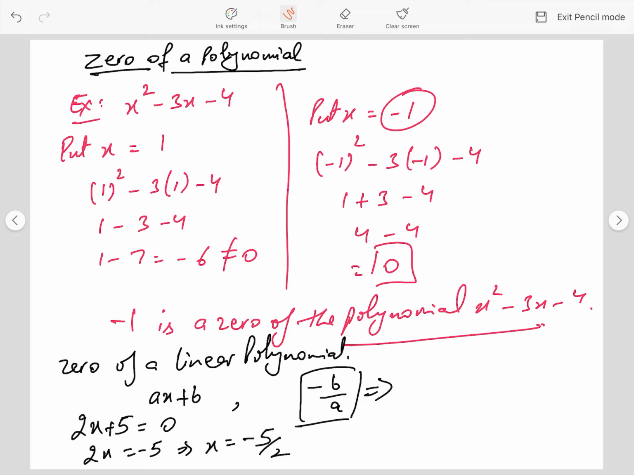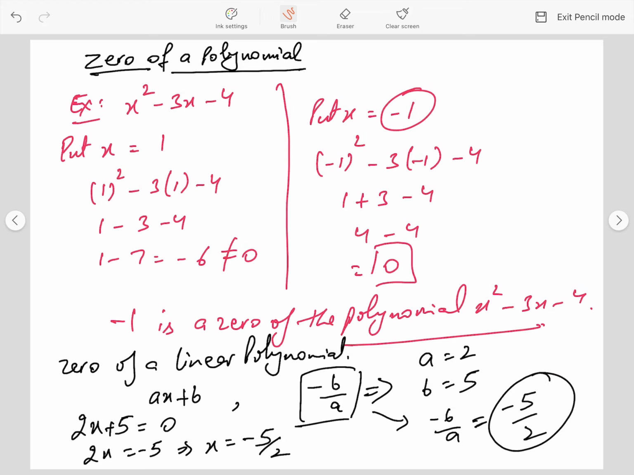Now we will see our formula according to the example. Here a is 2 and b is 5. So according to the formula, we have minus b by a. So we will be getting the zero as minus 5 by 2. So this was our formula: to find the zero of a linear polynomial we can directly apply minus b by a, where the expression is ax plus b.